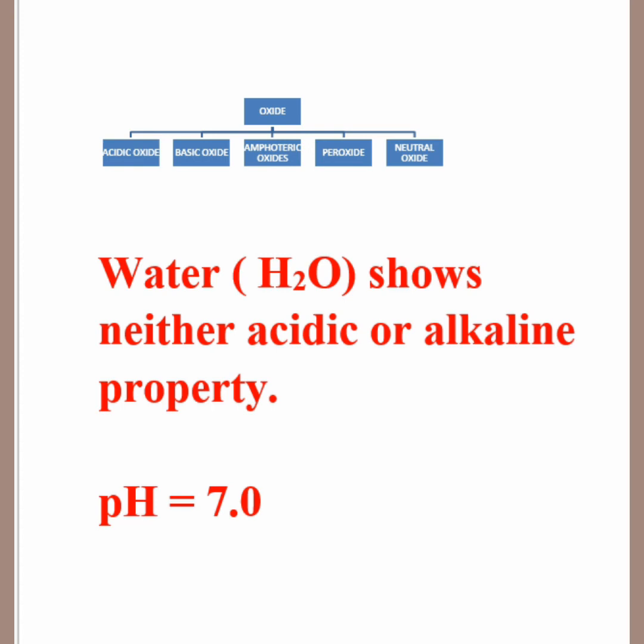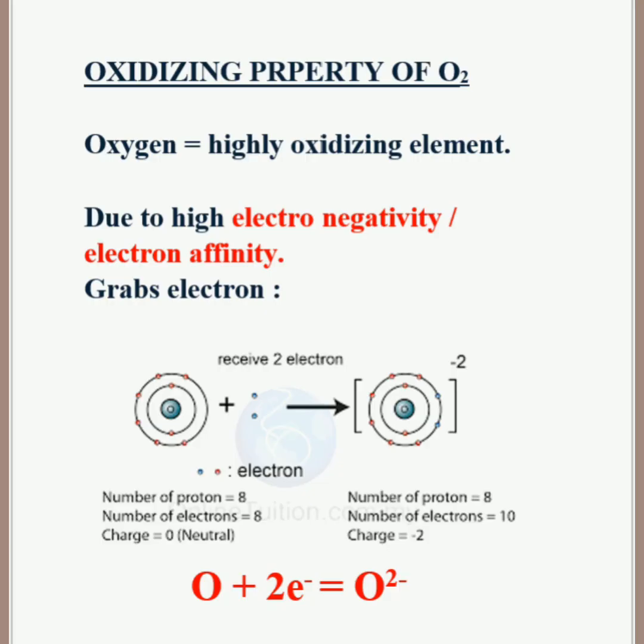Let us now briefly discuss some other properties of oxygen. Well, oxygen is highly electronegative, that is, it has a high affinity towards electrons. It grabs 2 electrons to form the oxide ion and thus reduces itself. Oxygen is said to be a good oxidizing agent as it reduces itself, that is, it oxidizes others.